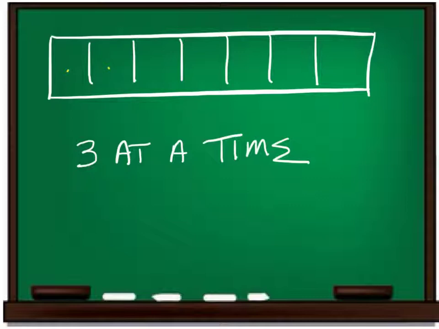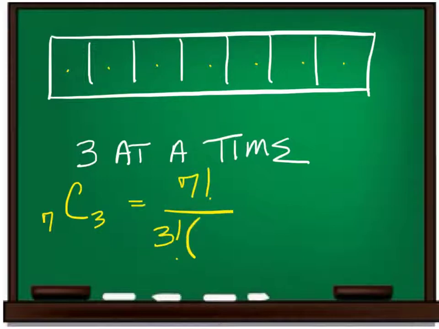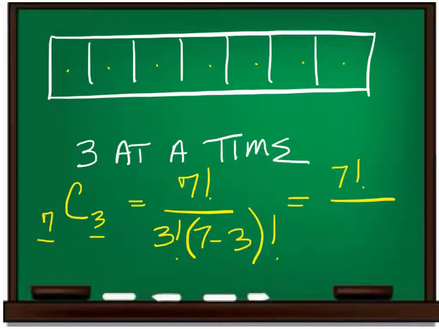First, we have 1, 2, 3, 4, 5, 6, 7 books. And we want to choose 3 at a time. It doesn't matter what order we choose them in. So 7 choose 3. That is 7 factorial over 3 factorial. And then subtract these two, 7 minus 3, and have a factorial of that. That dwindles down to 7 factorial over 3 factorial times 4 factorial.